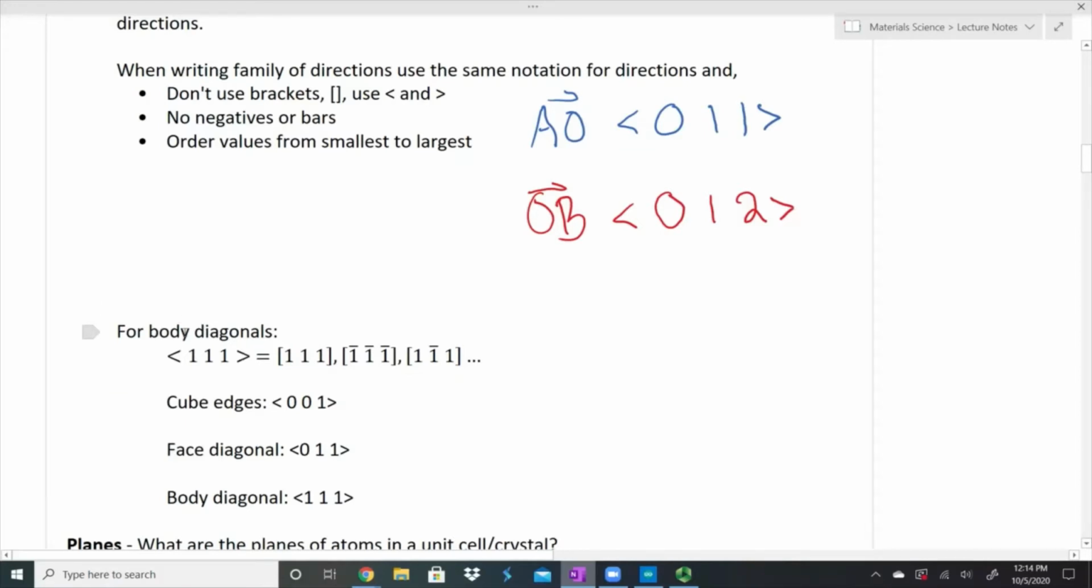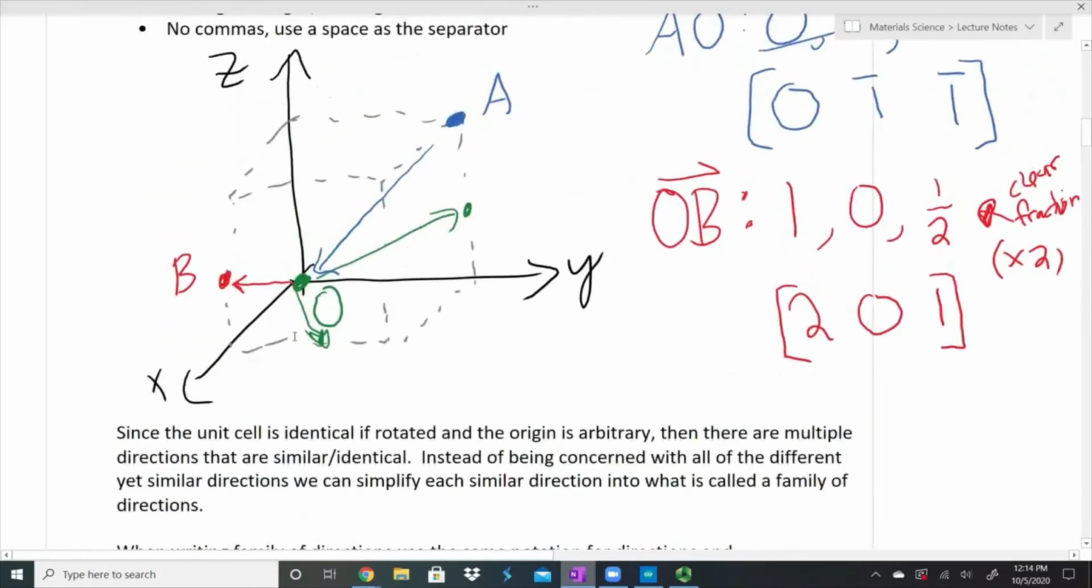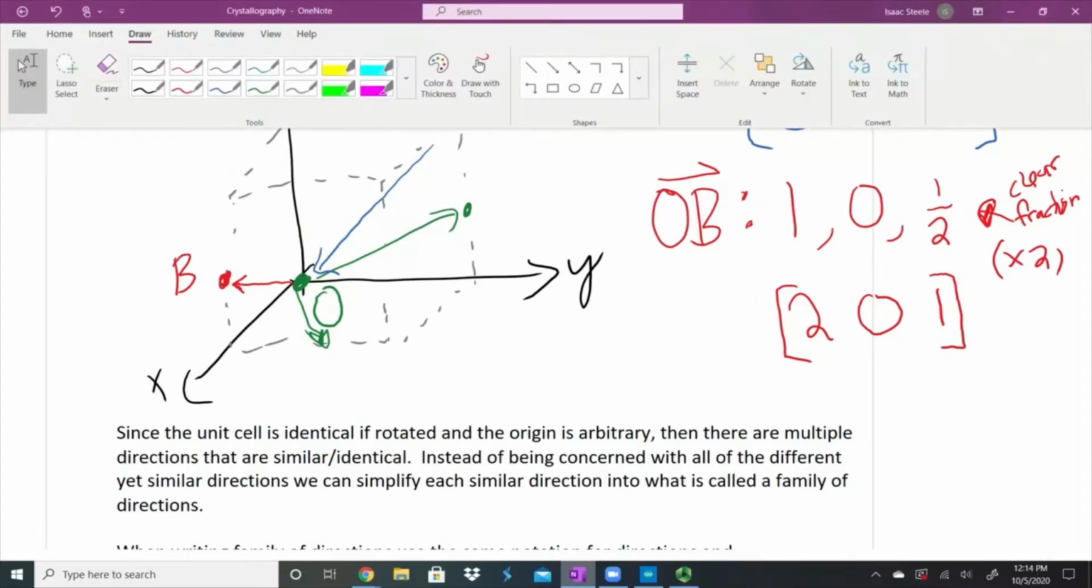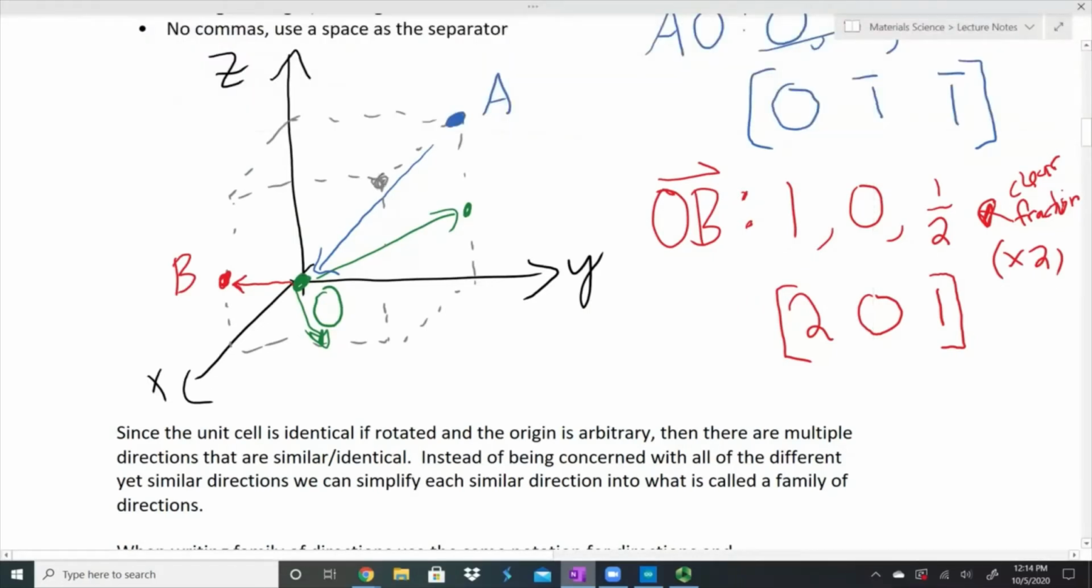If I want a body diagonal, and a body diagonal is a 1, 1, 1, if we go back here, a body diagonal would start at the origin and go completely opposite. It would go through the entire body. But I have other possible places I could have a body diagonal.